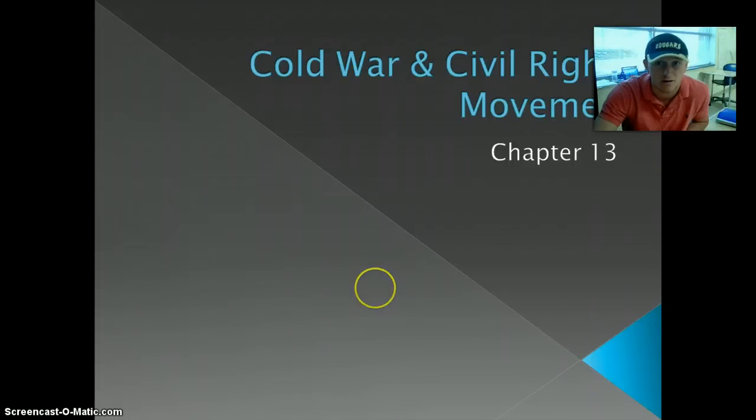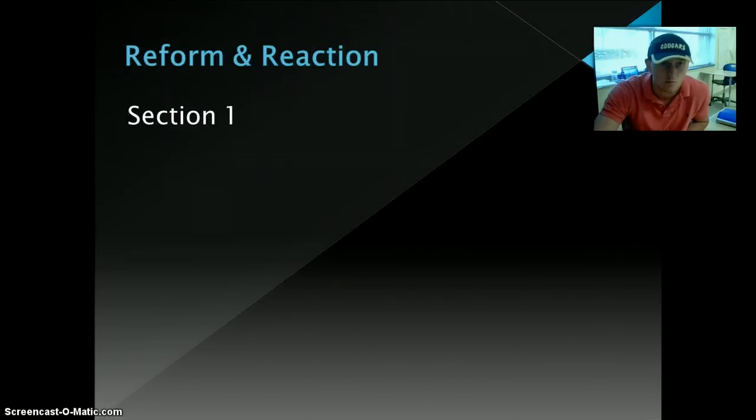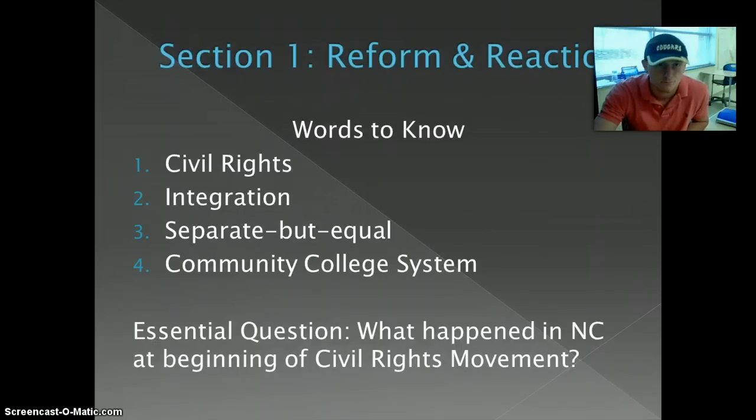Alright, today we're going to talk about the Cold War and the Civil Rights Movement. This is chapter 13. Section 1, we talk about reform and reaction. Reform is change for the better. We have 4 words to know: civil rights, integration, separate but equal, and the community college system.